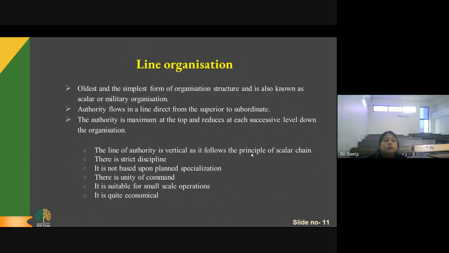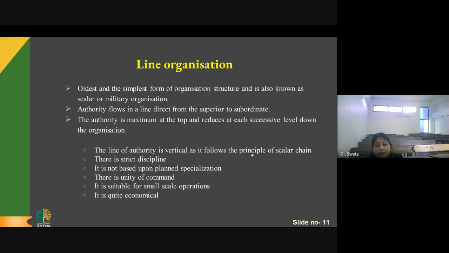And now coming to the different forms of organization, the first is line organization, which is the oldest and simplest form of organization structure, and also it is known as scalar or military organization, because in this form of organization, authority flows from top to bottom. Means authority is maximum at the top and it reduces at each successive level down the organization.